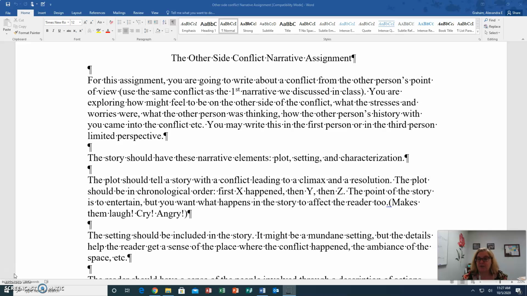You're telling a story with a conflict, with a climax, a resolution. It should always be in chronological order. Do not give me postmodern writing. First X, then Y, then Z. You want to entertain, but you want to make the reader involved.